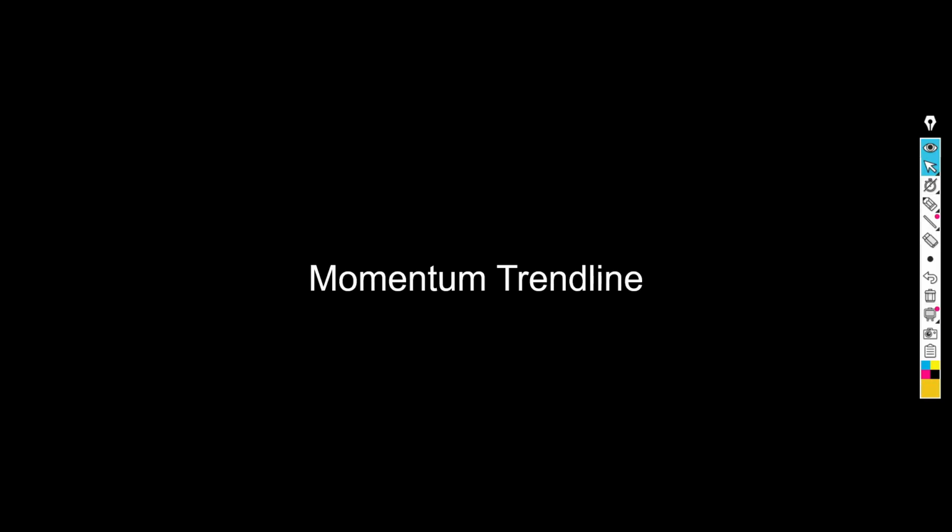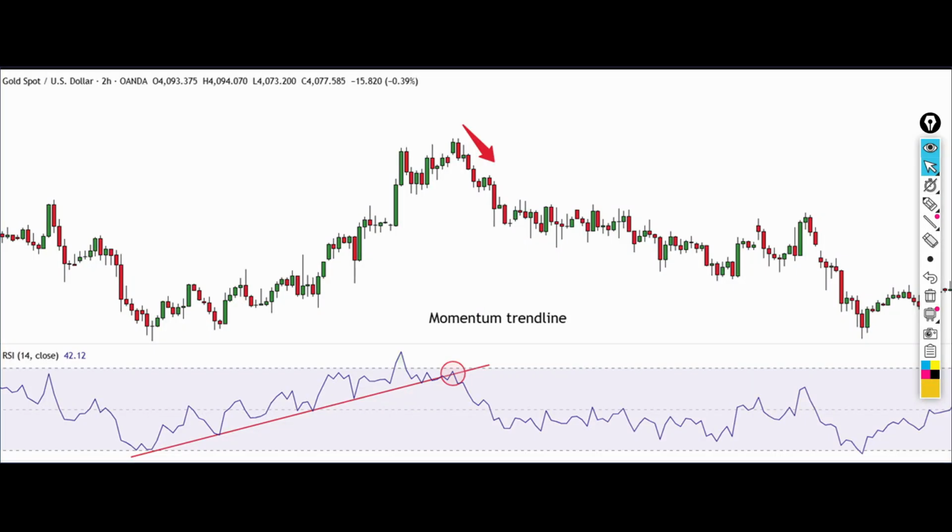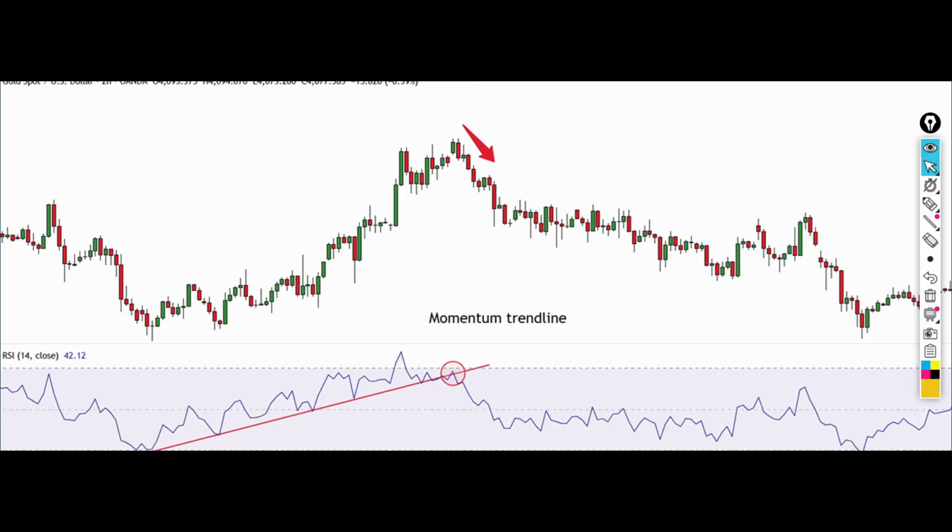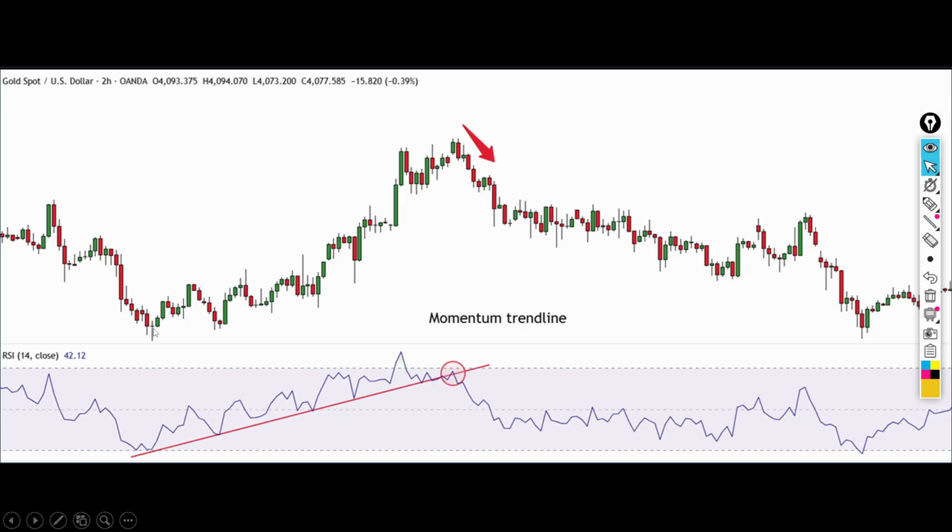Momentum trend line. A momentum trend line is a trend line that is drawn on the momentum indicator. Now let us consider this price action. We can see the price action generating higher high, higher low, higher high, higher low, higher high, and higher low. For the same corresponding lows in the RSI, I have drawn the momentum line here. You can see the red line here, which is respecting this low.